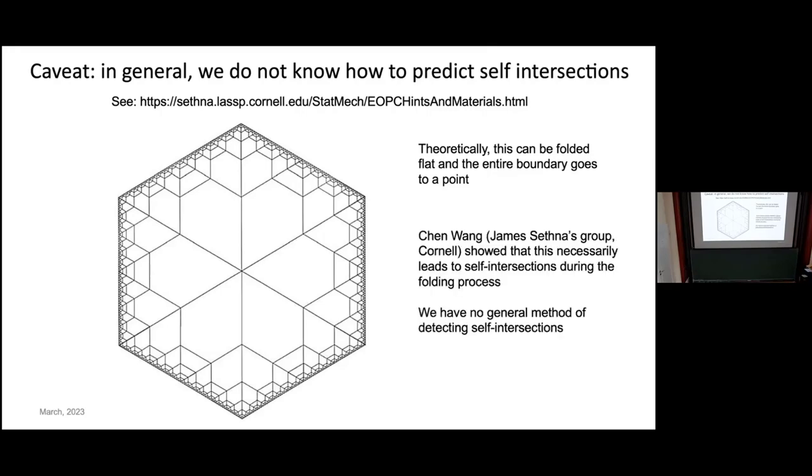But this is a typical problem with origami, and we didn't know this when we came up with it, is that we don't know how to deal with self-intersections. So it could be that as you're folding this, two pieces of paper come into contact and you can't go any further. And we don't know the conditions for that.